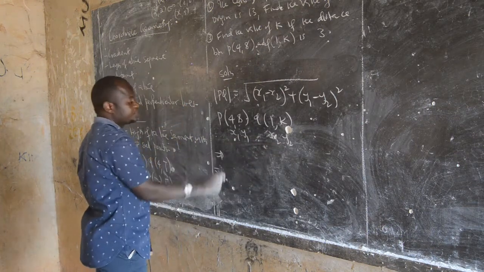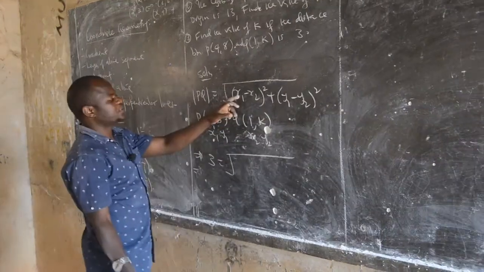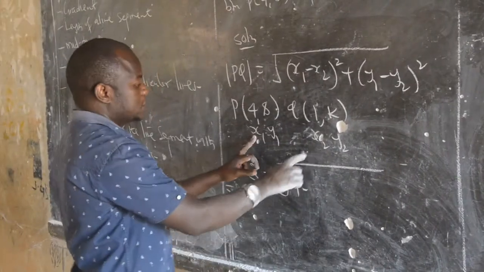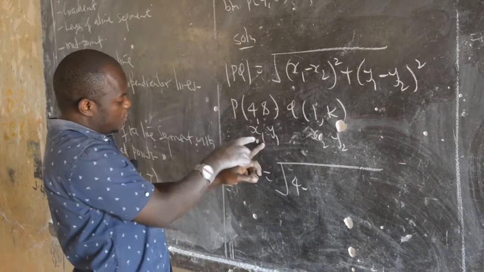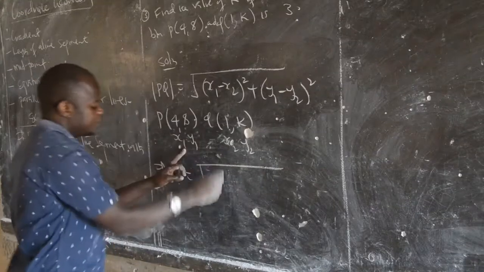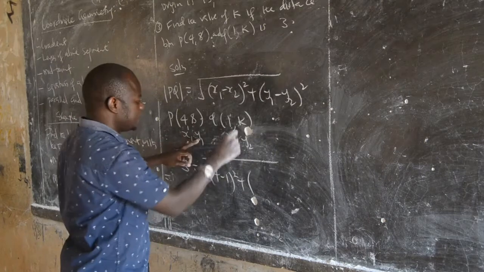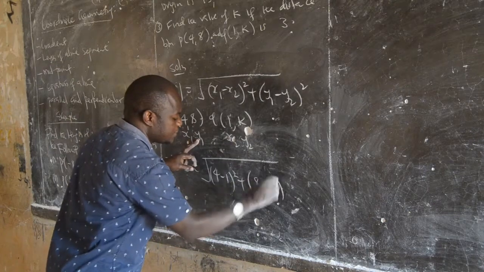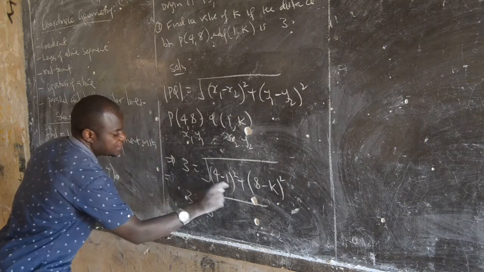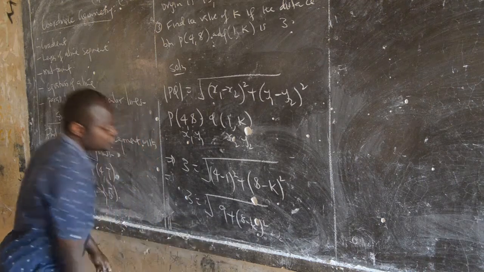So 3 is the square root of, you put x1, which is 4, minus x2 in our formula. So 4 minus 1, squared, plus y1, which is 8 minus k, 8 minus k, squared. So what do we get here? 3 is equal to the root of 9 plus 8 minus k, but you square that.